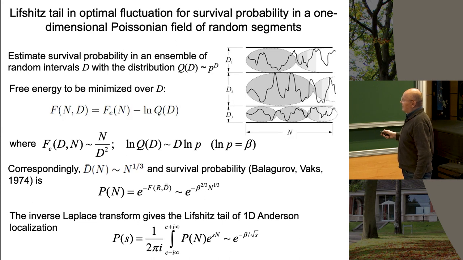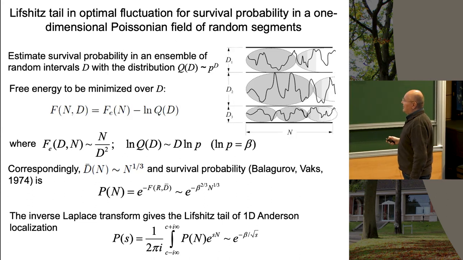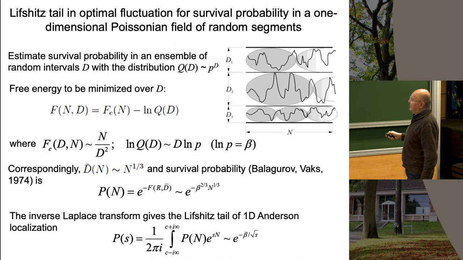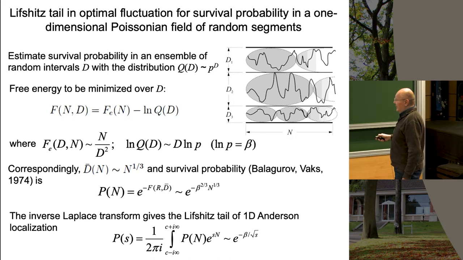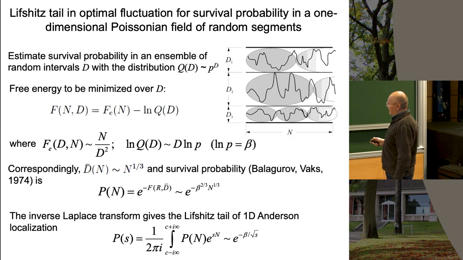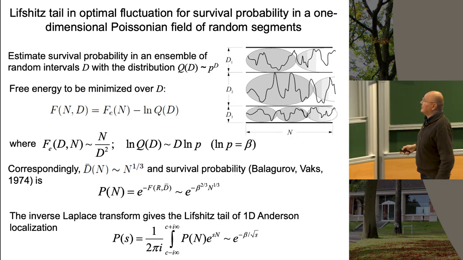Note that it has the same scaling. Just one more step. If you do the inverse Laplace transform of that, you consider n in the grand canonical ensemble, and you get this kind of asymptotic behavior, which is nothing else than the so-called Lifshitz tail of one-dimensional Anderson localization.